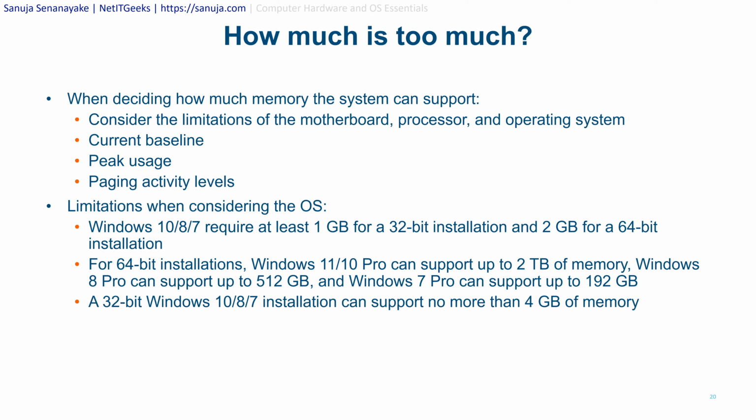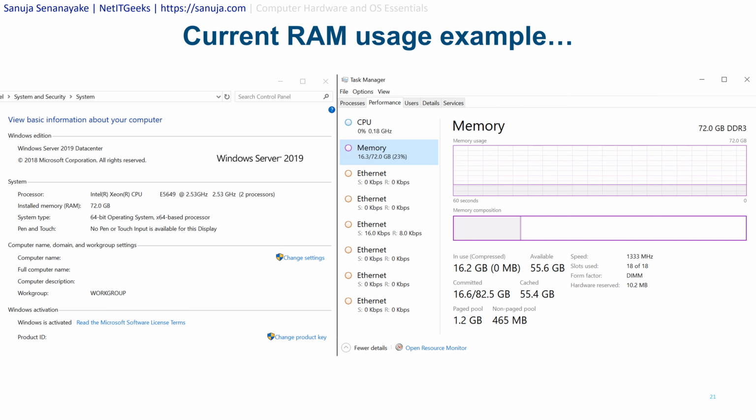A 32-bit Windows 10, 8, 7 installation can only support up to 4 gigabyte of RAM. Nowadays, I do not recommend anybody installing 32-bit versions of any operating system where a 64-bit version is already available in the market, because most of the newer hardware nowadays is specifically configured to run on 64-bit for higher efficiency, and therefore I would recommend that you always pick the 64-bit versions whenever possible.